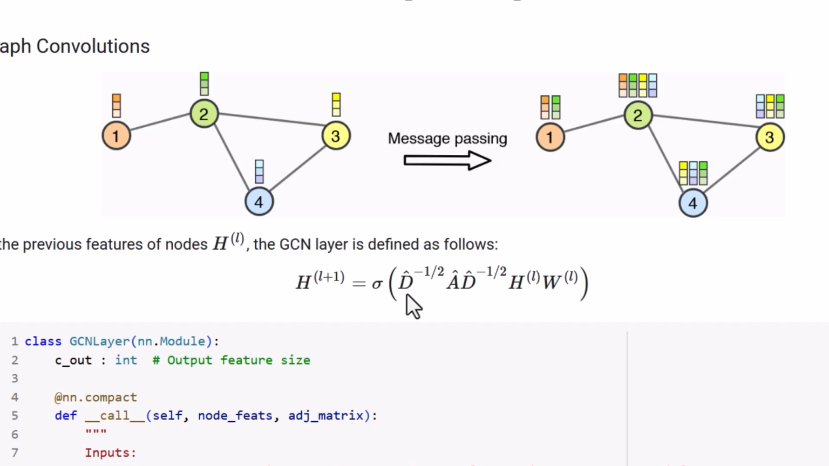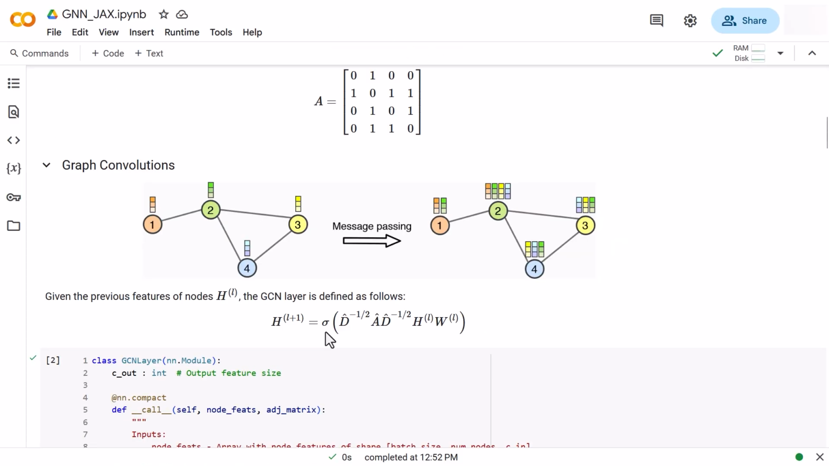Finally, to take the average instead of summing, we calculate the matrix D hat, which is a diagonal matrix with D_ii denoting the number of neighbors node i has. Sigma represents an arbitrary activation function and not necessarily the sigmoid. Usually a ReLU-based activation function is used in GNNs.